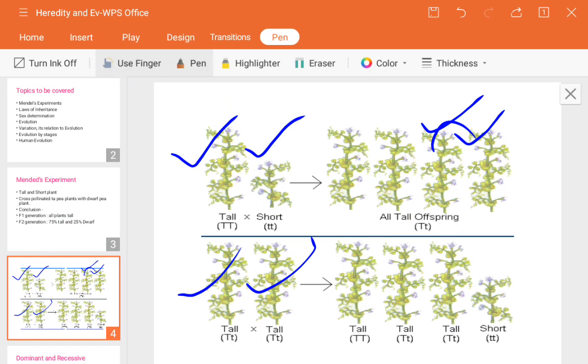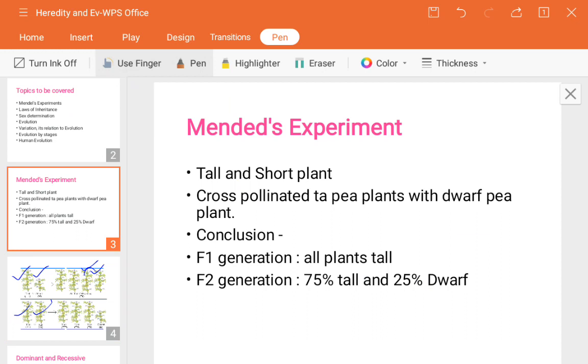So see guys, there are some wordings we need to understand for the next slide. Initially he crossed tall and short plants. After that, in the first generation, the F1 generation, he got all plants tall. After that he tried to see where the shorter one had gone, so he self pollinated the offsprings themselves. Later he saw that three plants were tall in height and one was the shorter one.